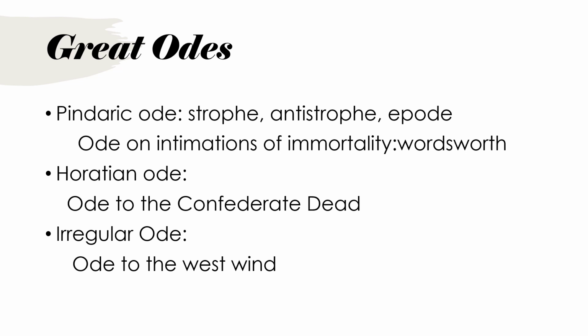Now next we have the irregular ode. Irregular ode has no set structure, but it will be very helpful to highlight the similarities and differences between the Pindaric and Horatian ode before enjoying a few more examples. The author of an irregular ode will retain some of the elements of classic ode, such as tone and subject, while enjoying the freedom to experiment with rhyming and structure. You can see an example in P.B. Shelley's Ode to the West Wind. It's a very good example of irregular ode.